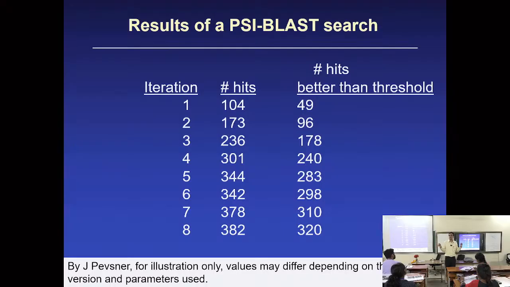At some point, this process may have found all members of the family, so no new hits will be returned. But if it works, then it should have found not just close relatives but also distant relatives of the query sequence. Clear? Okay, let's see.